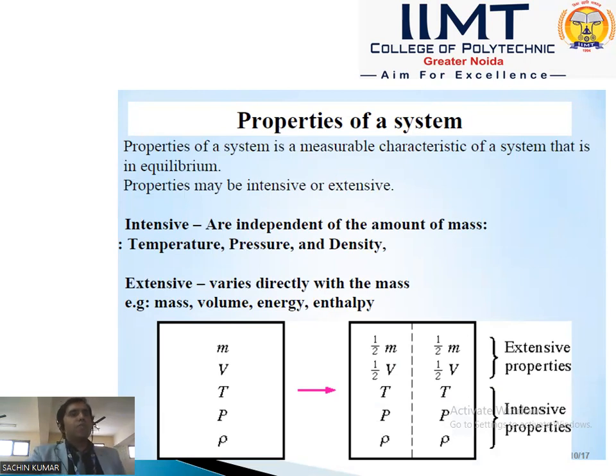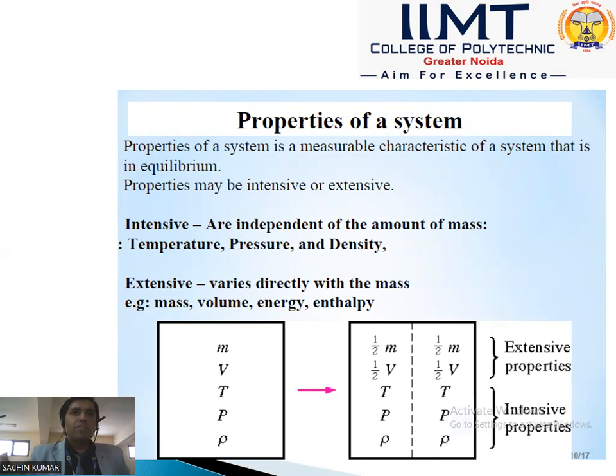There are two types of properties in thermodynamics that we have discussed: intensive properties and extensive properties. Property means that if any substance has some specific pressure, specific volume, or enthalpy, we call all of these properties intensive or extensive. How do we define them? It is a very simple process.